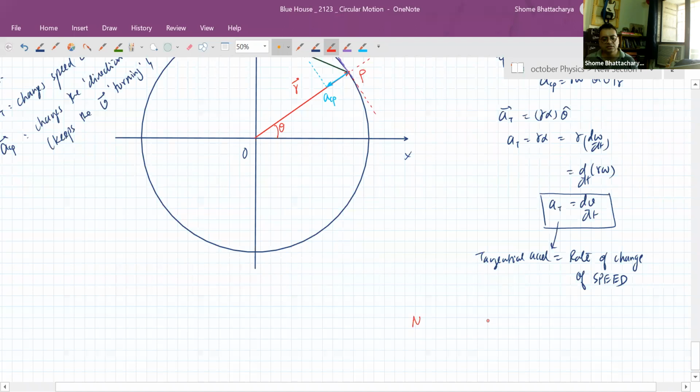Now, one more thing that we should understand from this is that since the net acceleration is the vector sum of tangential acceleration and centripetal acceleration, and these two are perpendicular vectors, as you can see, there is also this relationship that the magnitude of the acceleration is square root of the tangential acceleration square plus centripetal acceleration square.